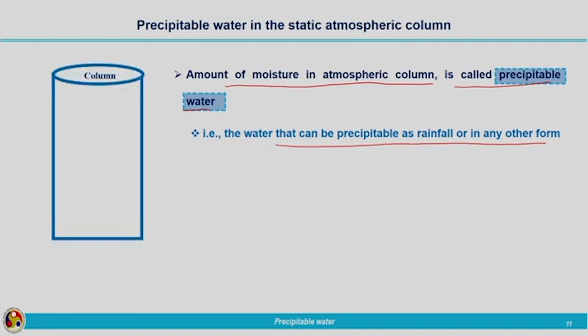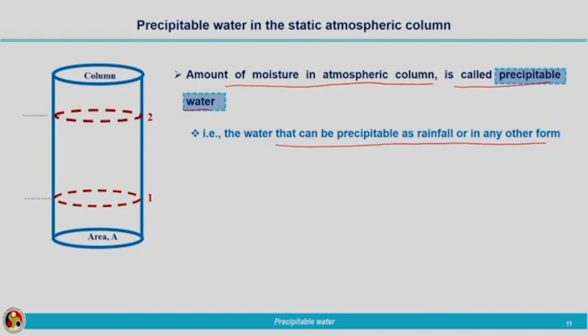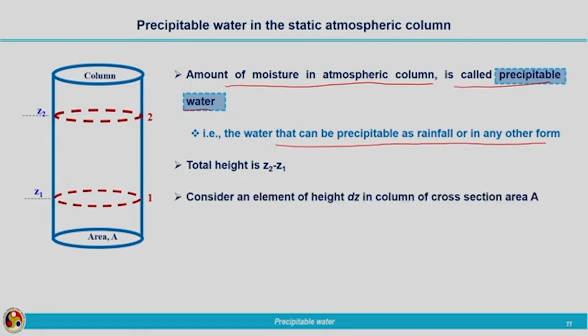Same column we are going to consider, a cylindrical column which is having an area A, and we are considering similar sections, section 1, section 2. The altitudes corresponding to these sections are Z1 and Z2, and the height difference between these two sections can be taken as Z2 minus Z1. Now, what we are going to do? We are going to consider an elemental strip which is having a thickness of dz within the column which is having cross sectional area A.